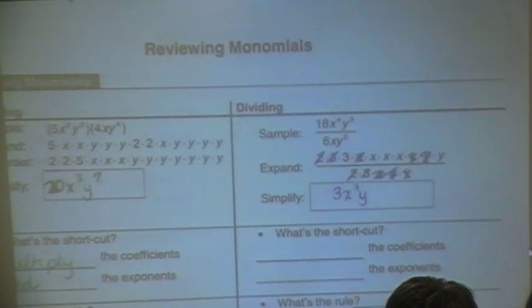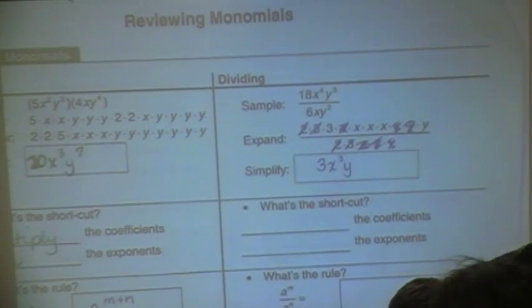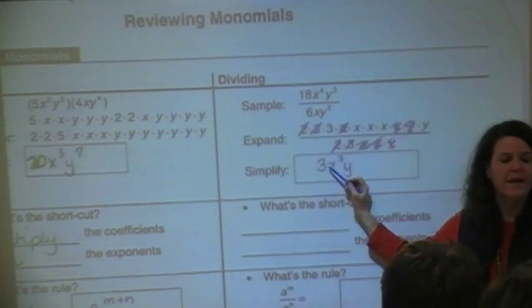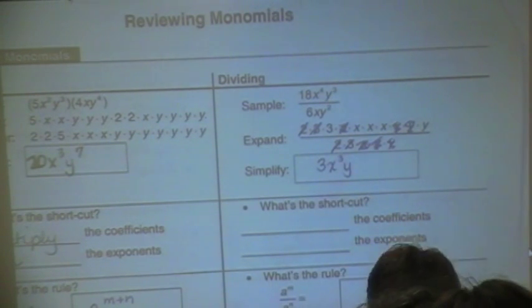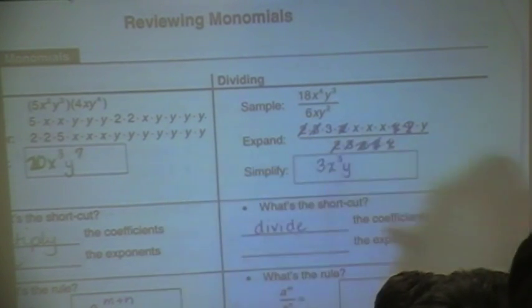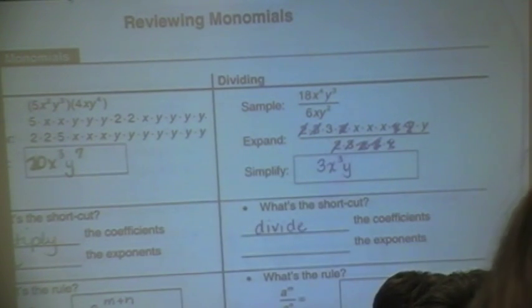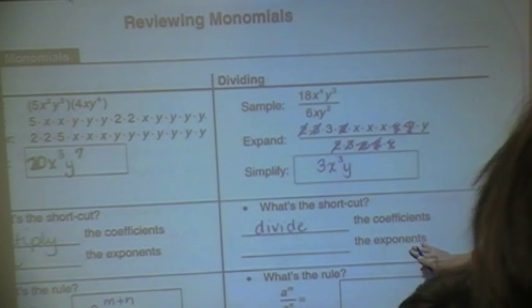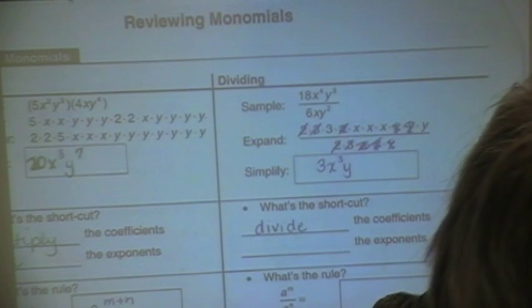That's the long way, but the shortcut version, see, I had 18 and 6 to begin with, and now I have 3. Divide the coefficients. Well, we're gonna have a test over these. Just doing that. Right? Yes, but don't think it's going to be easy. You'll see in just a minute. So divide the coefficients, and what shall we do to the exponents? Subtract.